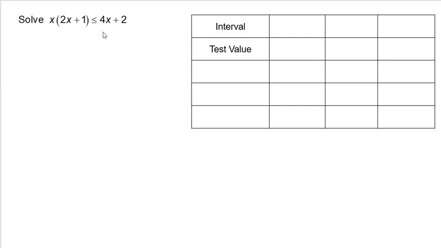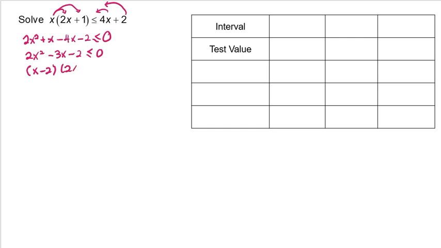Suppose we have this type of inequality. What we have to do is expand this one. So we have 2x squared plus x, and then we bring 4x and also positive 2 to the left side, so minus 4x minus 2, which is less than or equal to 0. We simplify this to 2x squared minus 3x minus 2, less than or equal to 0. Then we have to factorize this one. When you factorize it, you'll get x minus 2 and 2x plus 1, less than or equal to 0.